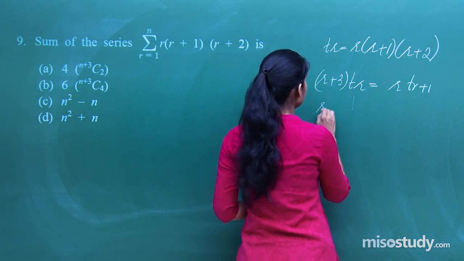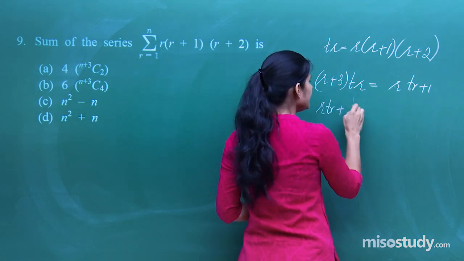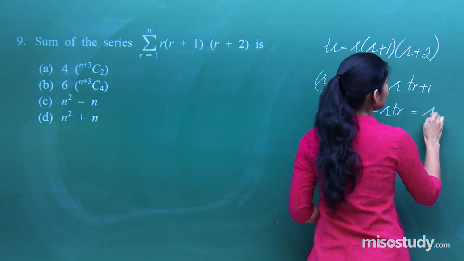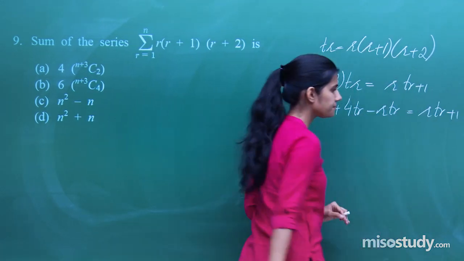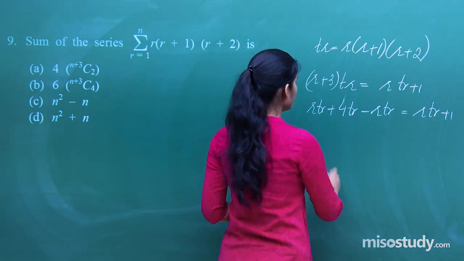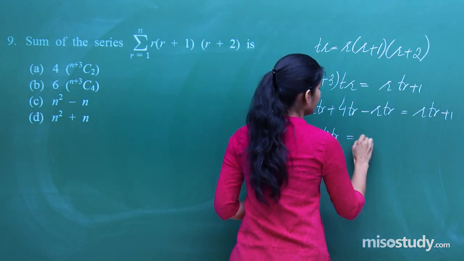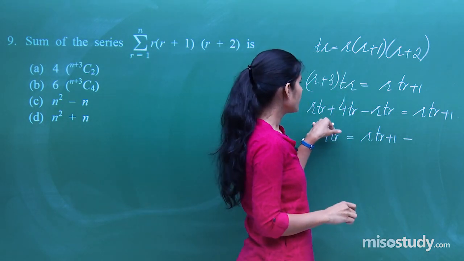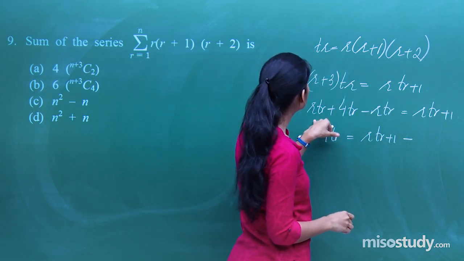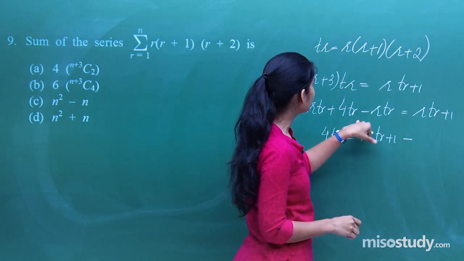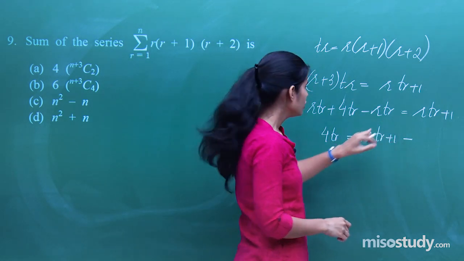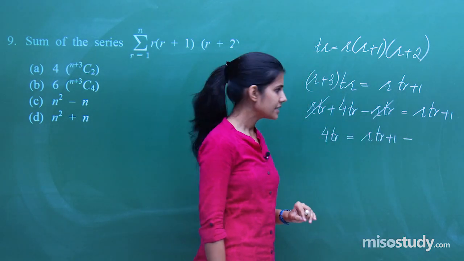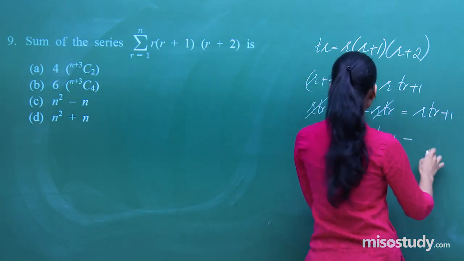Therefore, this can be written as r tr plus 3 tr, which is 4 tr minus r tr, equals r tr plus 1. So this becomes 4 tr equals r tr plus 1 minus, what is this? This is r tr plus 4 tr minus r tr. Here this gets cancelled, this gets cancelled, so you are left with r tr plus 1.